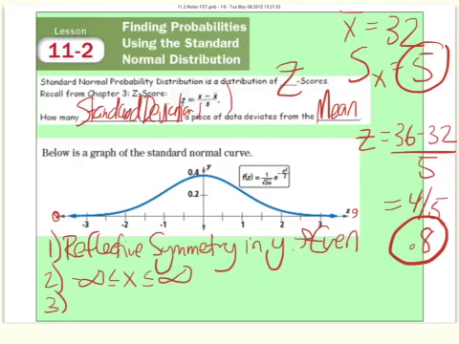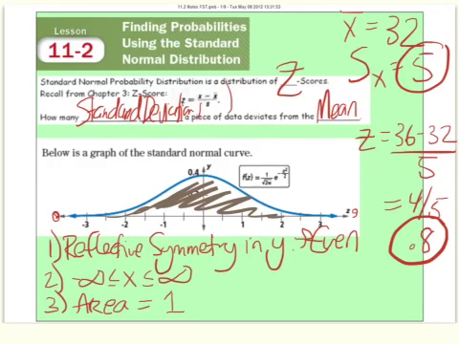Third thing you want to know is the area under the curve. The area underneath this whole curve is equal to 1. And this is a very special feature of this curve and why we can use it for probability theory. If the area under this curve is equal to 1, we could say that's 100% of the data underneath the curve. So what we do in lesson 11.2 is we find a particular z-score and we determine what the area under the curve is with that.